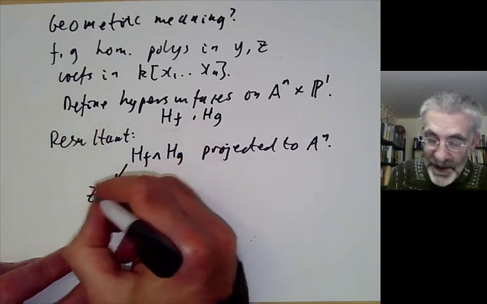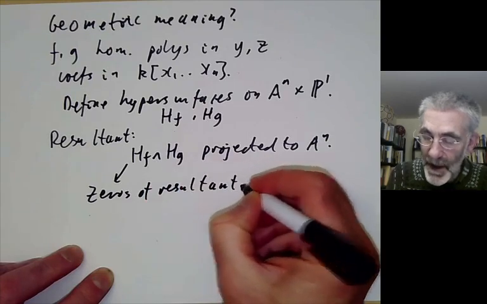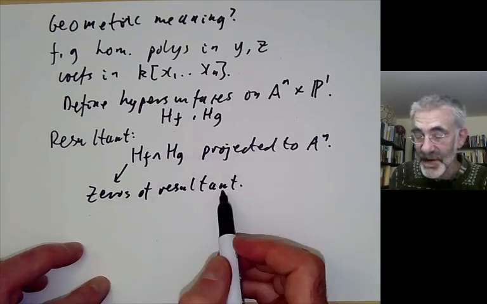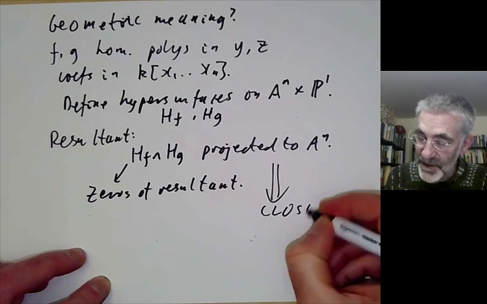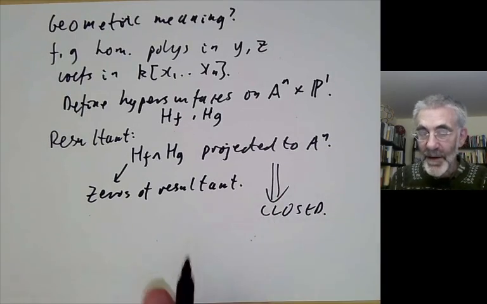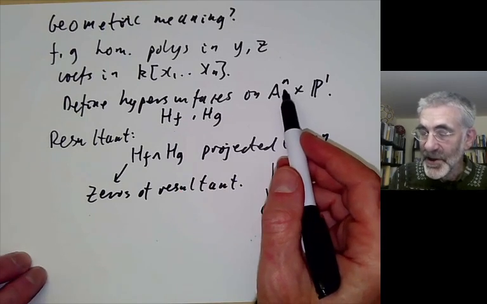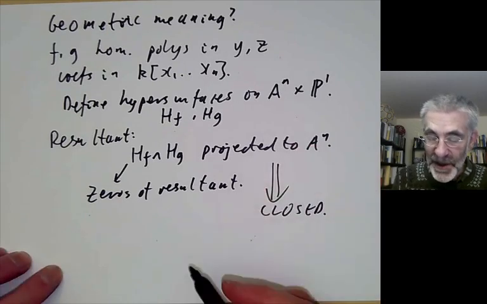So this is the zeros of the resultant. In particular, since this set is the zeros of some polynomial, it means this space here is closed. And this is quite remarkable because it's saying that the projection of a closed set to A^n is actually closed.